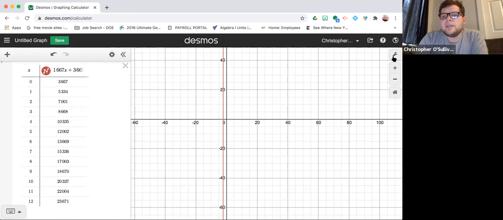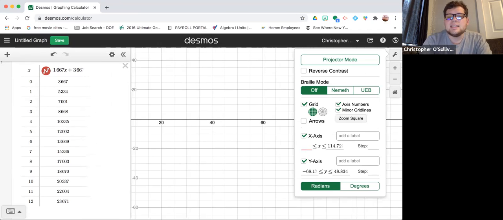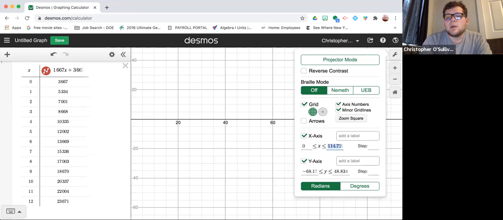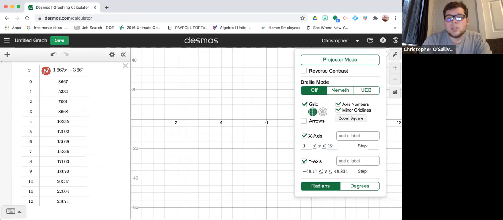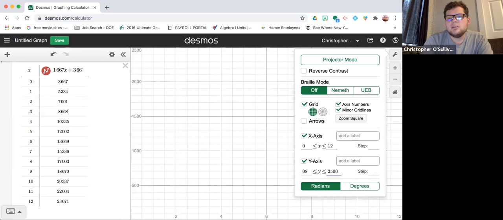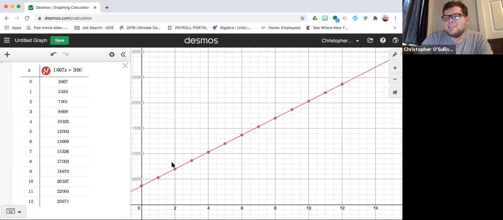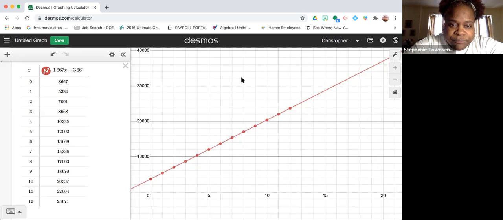I zoomed out and over here, there's a wrench. So I'm gonna change my graph settings. I'm gonna change my x-axis, and this is what you can do for each of them. I'm gonna change my x-axis to 0, and I'm gonna go up to 12, because there's 12 months in a year. I'm now gonna change my y-axis to 0, and I'm gonna change it to say 25,000. Doesn't that look like a nice picture of my graph? That's a great picture of your graph. That's a great picture, it's beautiful.